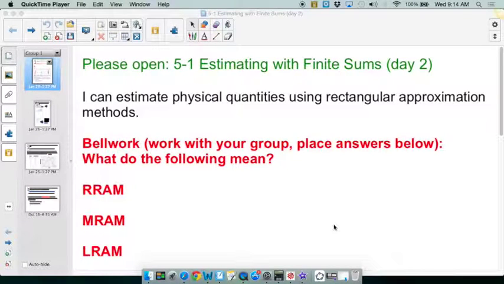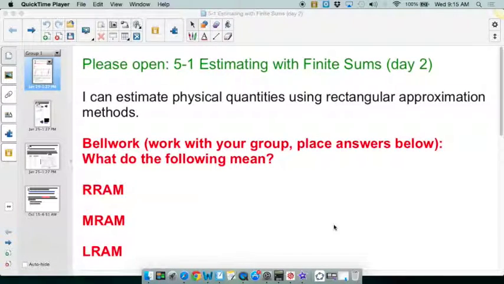Continue looking at methods of approximation. And just in preparation for tomorrow's quiz, I just wanted you to work through this first page and gain that term recognition. What does RRAM, MRAM, LRAM stand for?